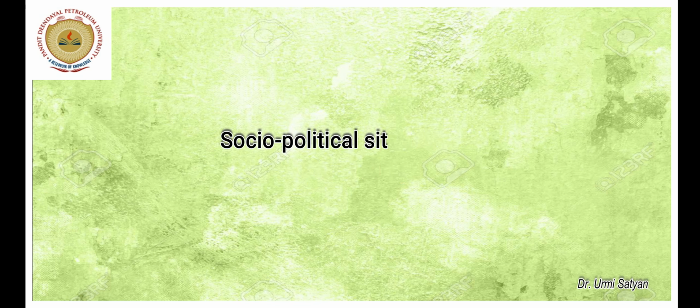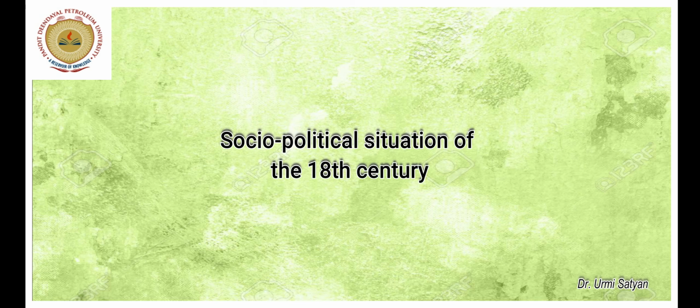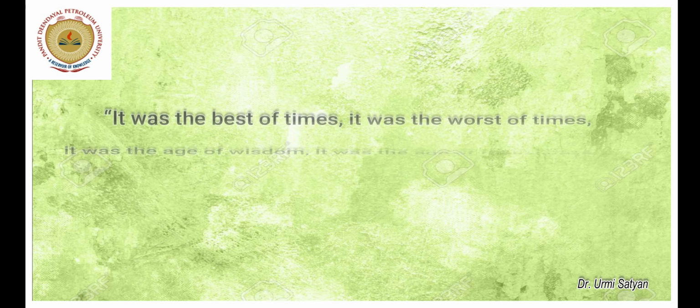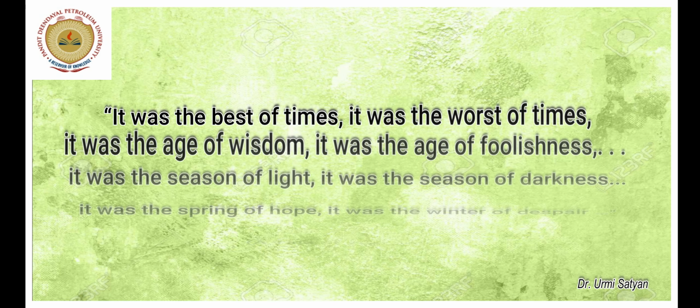We can get the exact account of the socio-political situation of the 18th century from one of his novels titled as A Tale of Two Cities. This novel starts with a proclamation. It was the best of times. It was the worst of times. It was the age of wisdom. It was the age of foolishness. It was the season of light. It was the season of darkness. It was the spring of hope. It was the winter of despair. This quote is a perfect example to understand the chaos, conflict, and distress prevalent in the time.